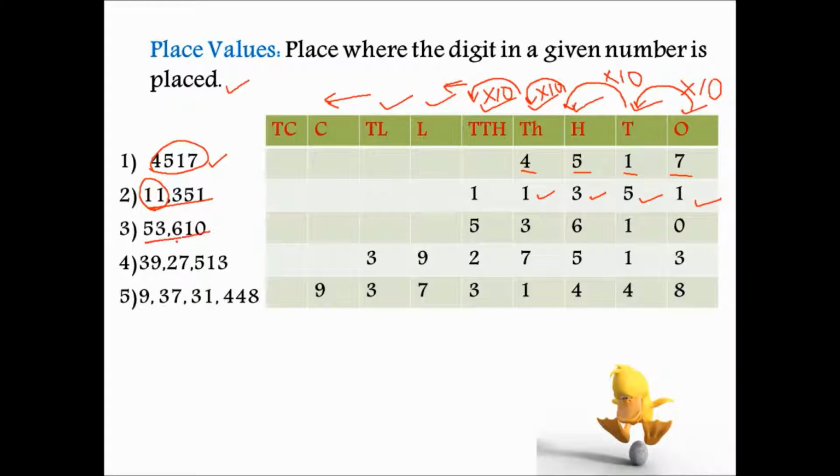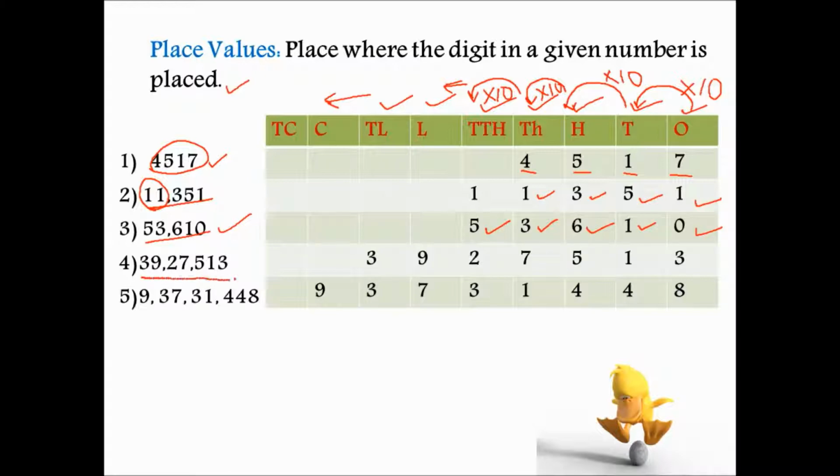Consider this number, 53,610. In a similar way to the previous one, we will place this number as 0 in the ones place, 1 in the tens place, 6 in the hundreds place, 3 in the thousands place, and since it is 53, 5 will be in the 10,000s place.